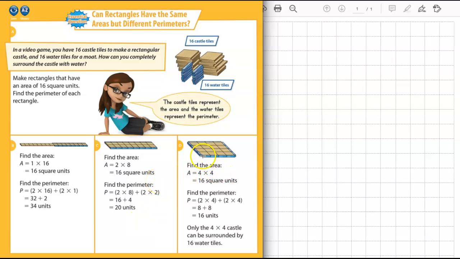On this castle, I have an area of 16, 4, 8, 12, 16 square units, and the perimeter is 4 plus 4 plus 4 plus 4, which is 16 units. So only this castle would have enough to go around the whole perimeter of the castle.